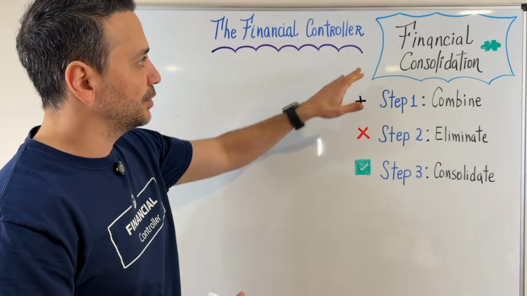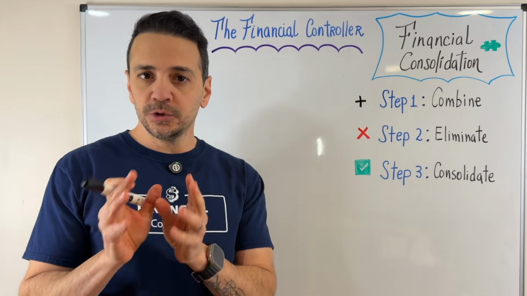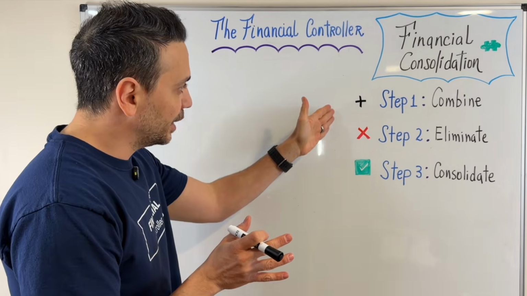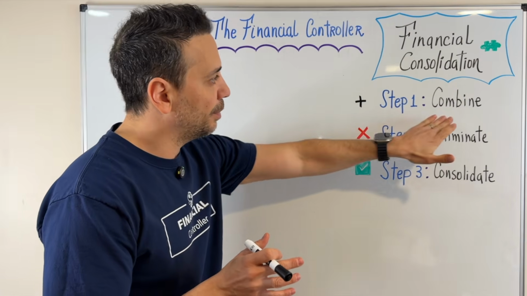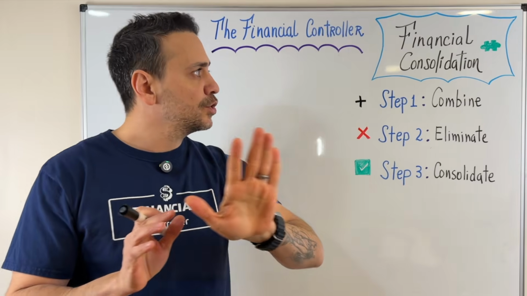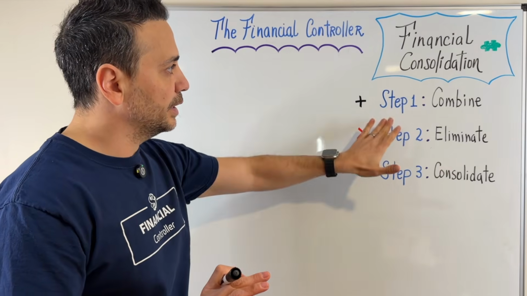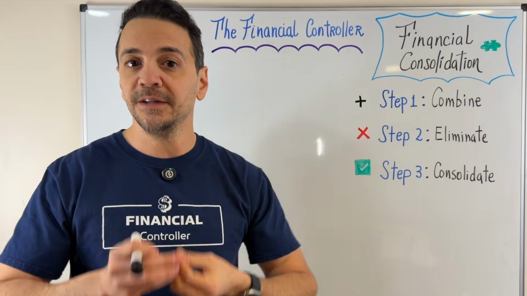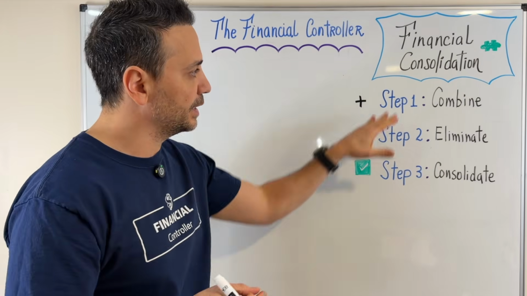Today's video is about financial consolidation. So we're going to try to make the consolidation process as painless as possible by doing 3 easy steps. Step 1, combine. Step 2, eliminate. Step 3, consolidate. The concept of financial consolidation comes from representing the economic position of the company fairly, right? That's why we do all of these things.